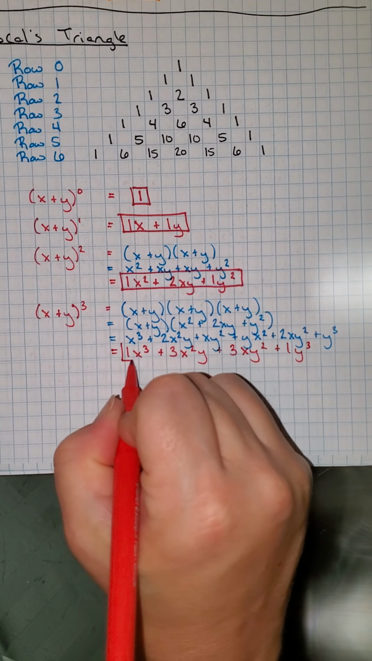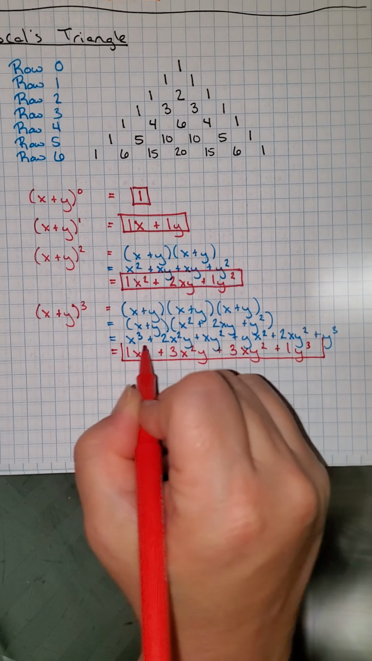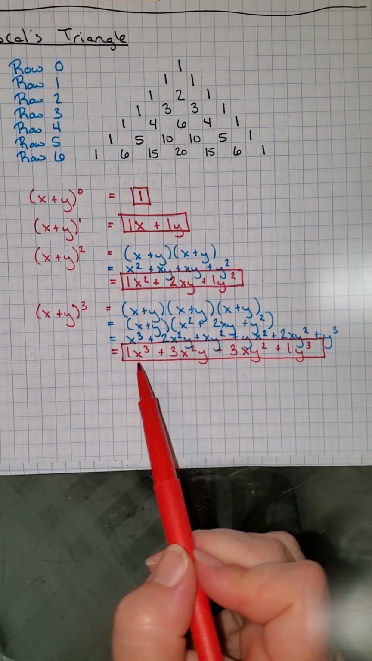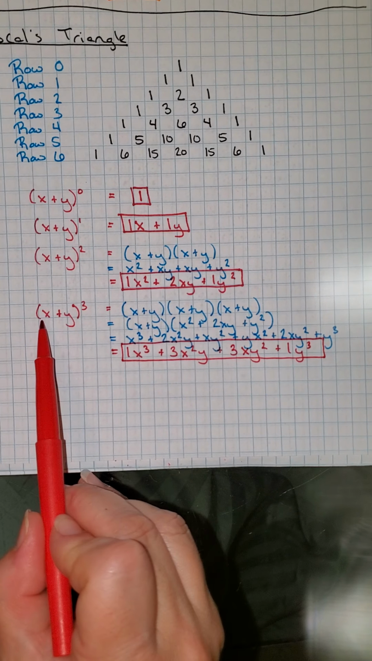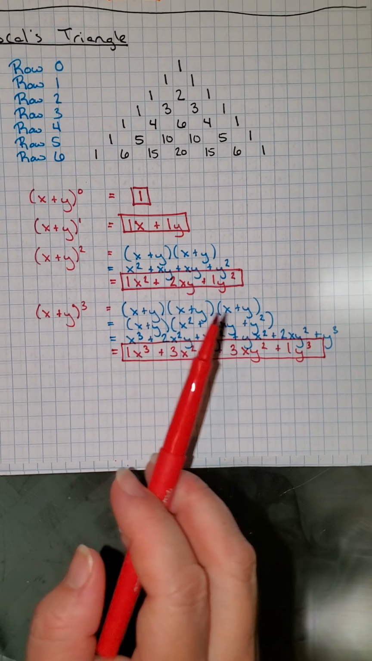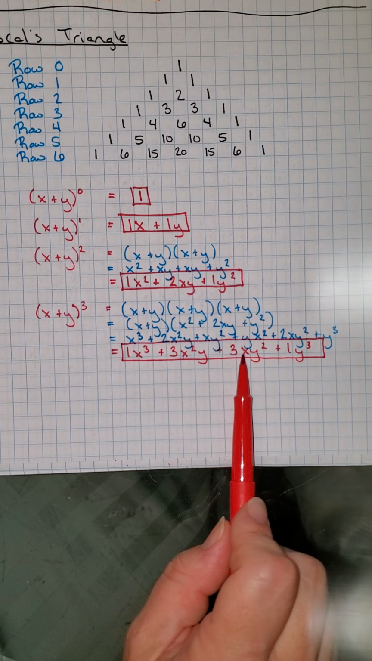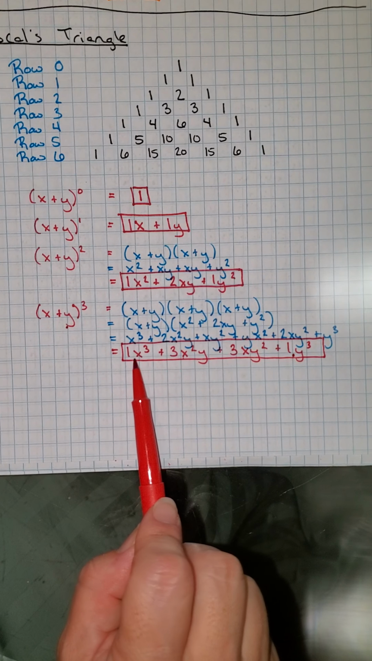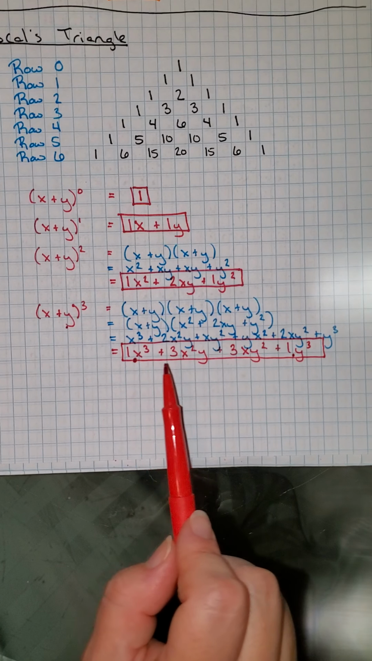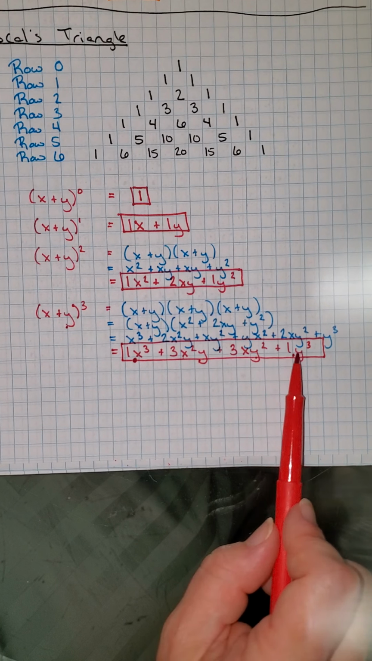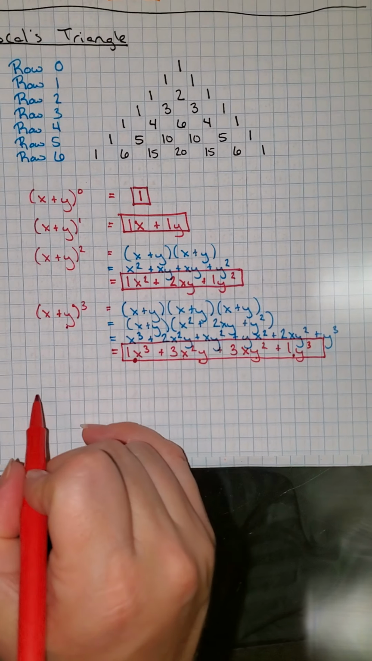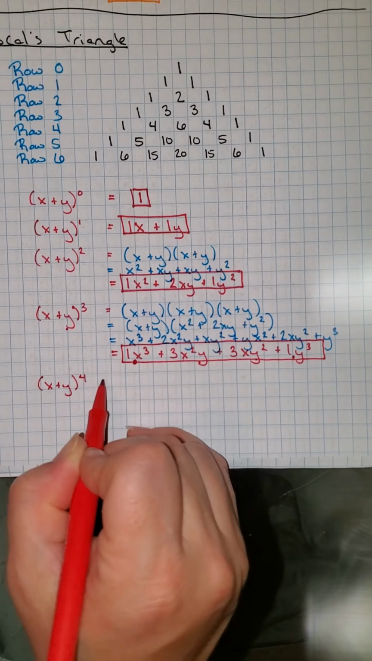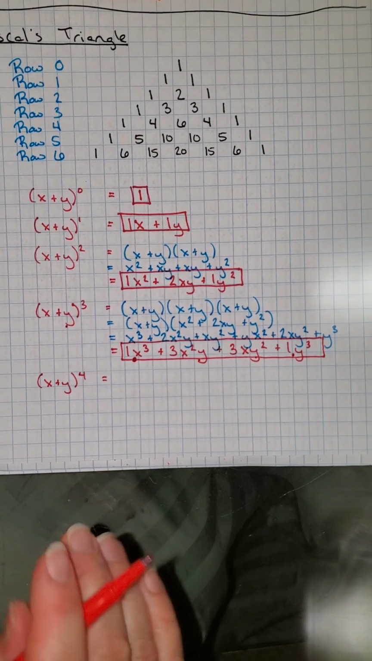And I want you to notice what's happening with the exponents on the variables, because that's going to be important too. The x counts down, so the variable in the front counts down: 3, 2, 1, then there's no x. The y counts up: starts with no y, then you have y to the 1, y to the 2, y to the 3. So if we were to continue this pattern, x plus y to the fourth, I am not going to sit here and multiply that whole thing out. That would be pretty painful.